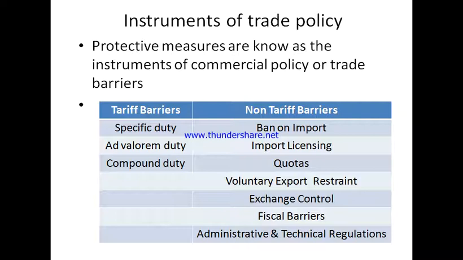Generally, governments are using these non-tariff barriers more as compared to tariff barriers, because non-tariff barriers sometimes create a friendly relation. It is not going to break your political relations, like ban on import.